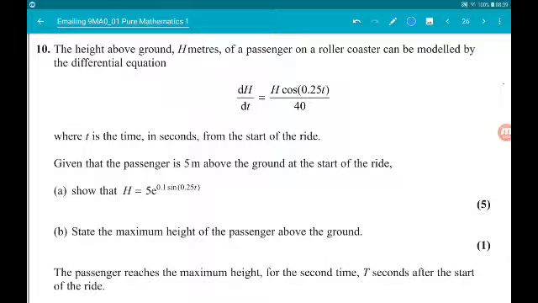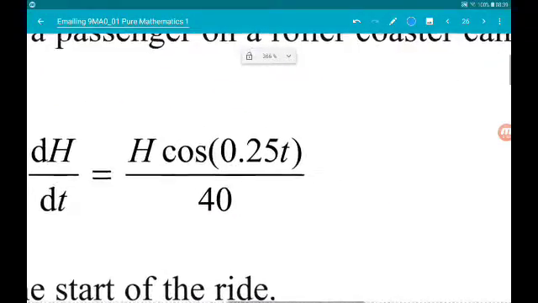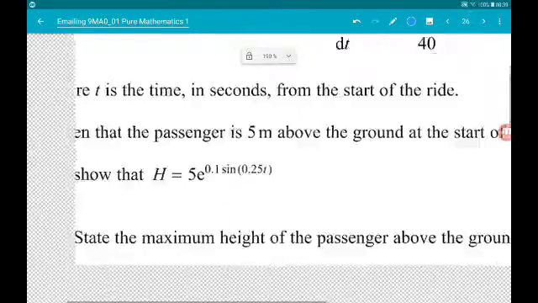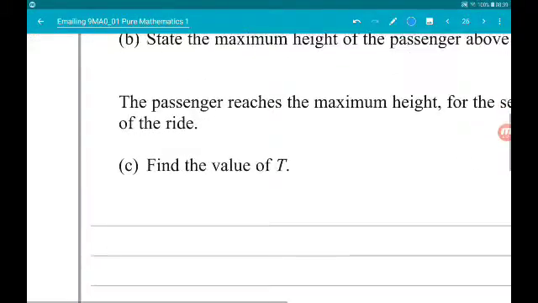0.25t for 5 marks. So before we get going with that, something worth noting here is that there is no degree symbol inside of the sine function, so we are playing with radians. Okay, so what we want to do then is solve this differential equation. So let's do that.